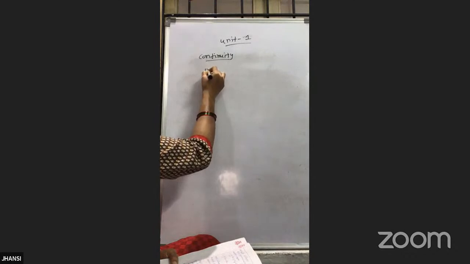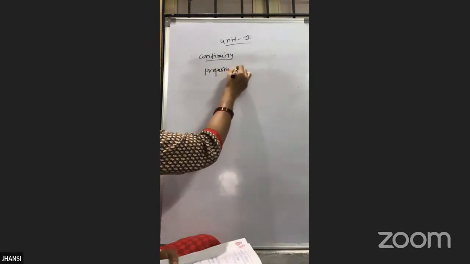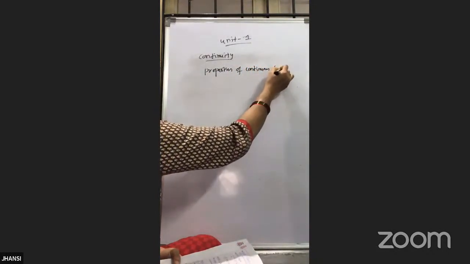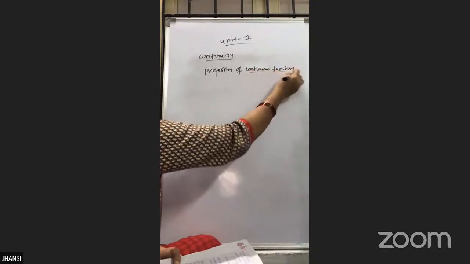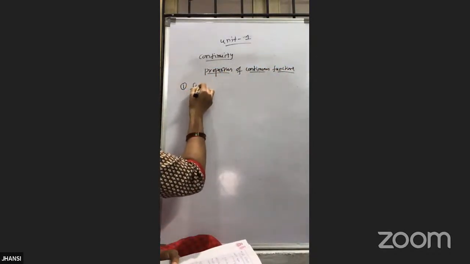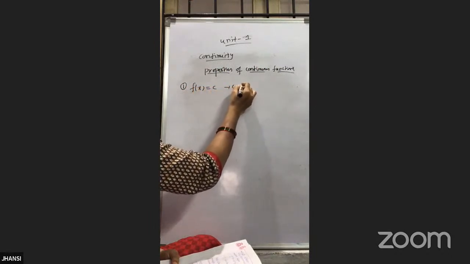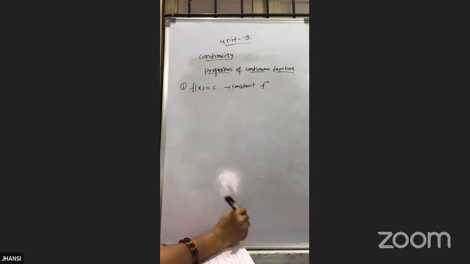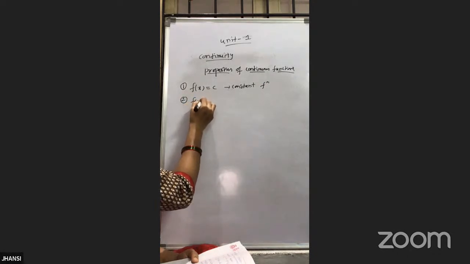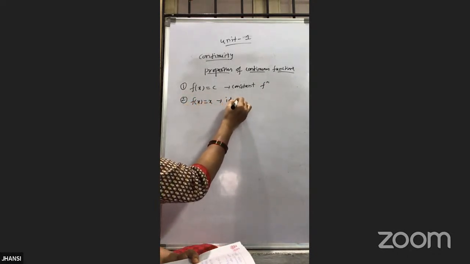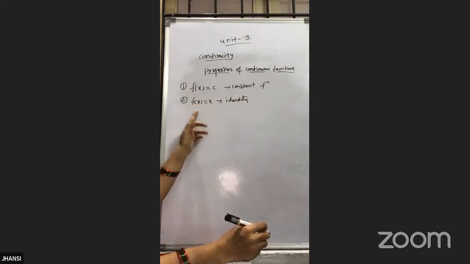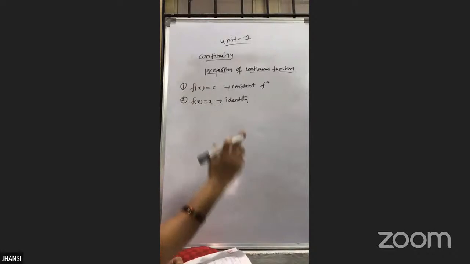So such types of functions are as follows. First function is the constant function, f of x equals c. Constant function is always continuous. Next, second one is f of x equals x. This is the identity function. Whatever x you put here, you will get the same one: 1 means 1, 2 means 2, 3 means 3, like that. Such a type of function is called the identity function. It is also always continuous.